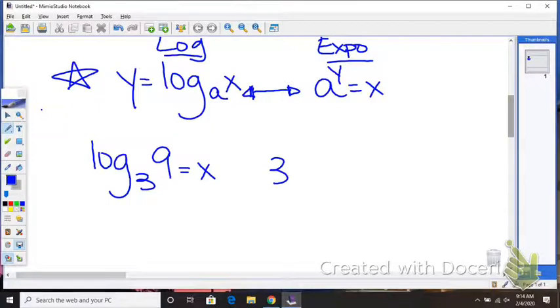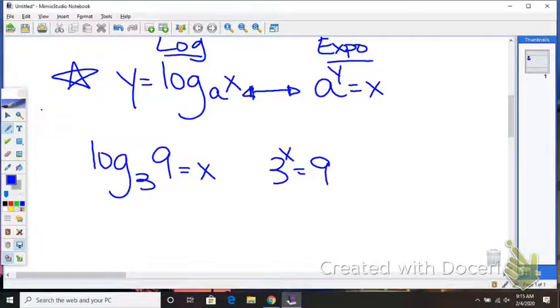Is there a zero up here? No. X. Log. Yes, x, because over here we had a to the y power. So here we're using 3 to the x power. 3 to the x power equals what? 9.